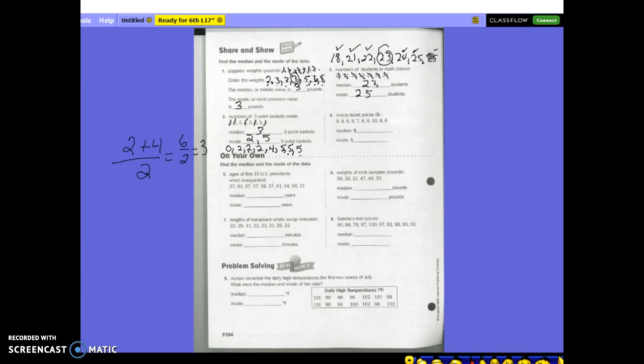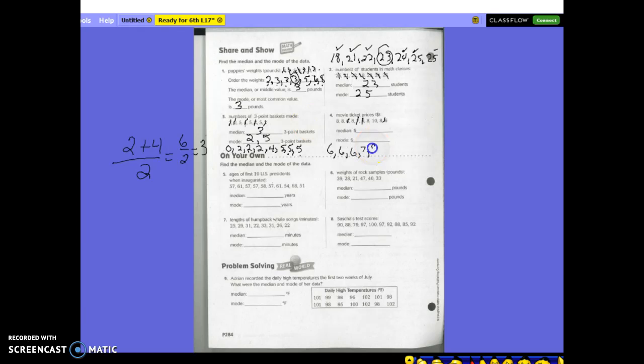Movie ticket prices in dollars. Notice they don't put a dollar sign in front of every number that they write in their data set. So here we're going to go below again. What's our lowest number? 6. And how many 6s do we have? 1, 2, 3. And then our next lowest number is 7. Got a 7 snuck in there.